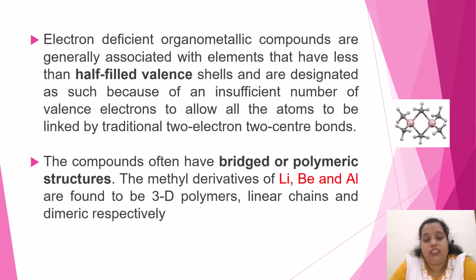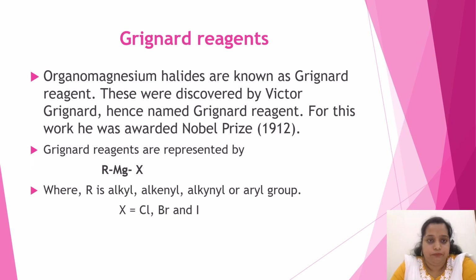Next, electron deficient organometallic compounds are generally associated with elements that have fewer half-filled valences and are so designated because of an insufficient number of electrons. But it still allows all the atoms to be linked by traditional two-electron two-center bonds. These compounds might have bridged or polymeric structures. The methyl derivatives of lithium, beryllium and aluminum can be found here.